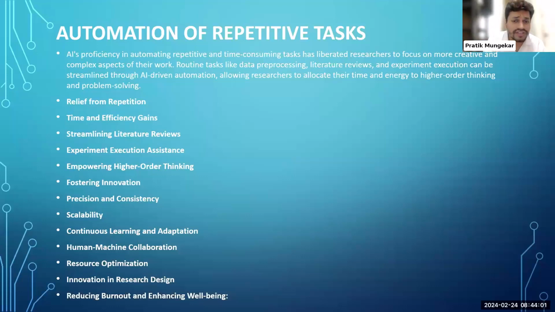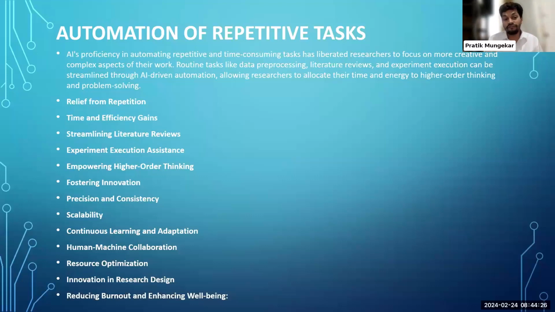Then the next point is empowering higher order thinking. So by automating repetitive tasks, AI liberates researchers to engage in more creative and intellectually demanding aspects of their work. So instead of spending hours on data entry or literature scanning, researchers can channel their energy into critical thinking, problem solving, logical reasoning, and the development of innovative research questions.